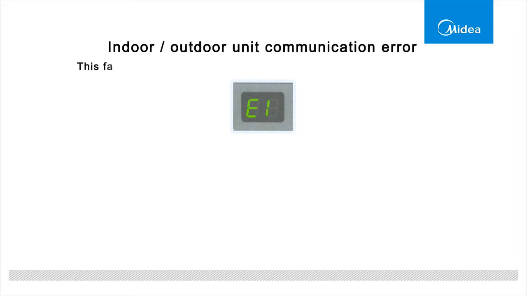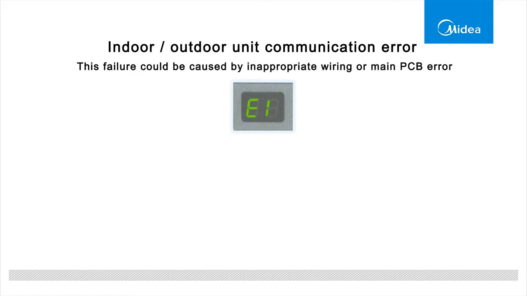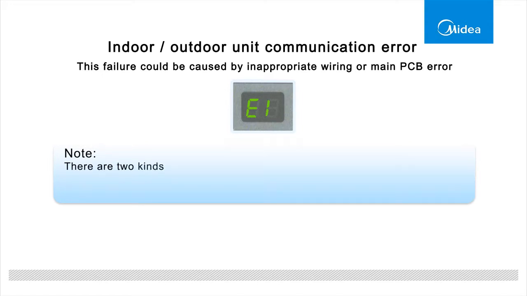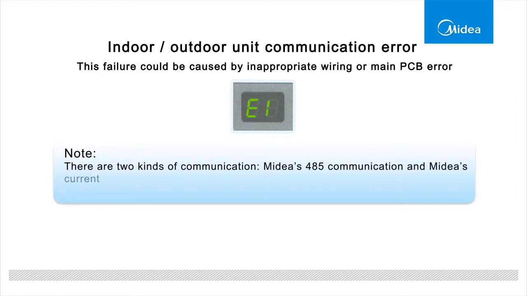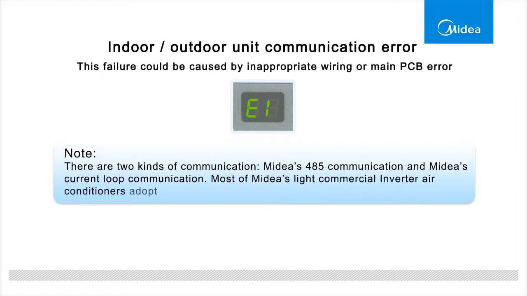When the indoor unit displays E1, that indicates indoor or outdoor unit communication error. This failure could be caused by inappropriate wiring or main PCB error. Note: there are two kinds of communication: Midea's 485 communication and Midea's current loop communication. Most of Midea's light commercial inverter air conditioners adopt Midea's 485 communication.